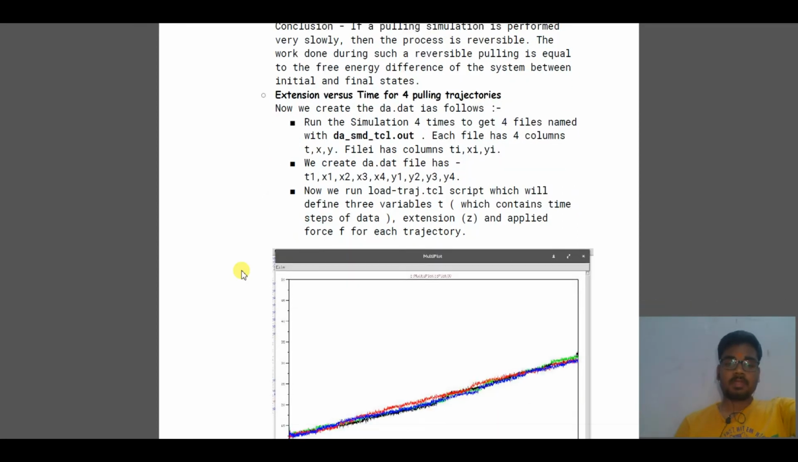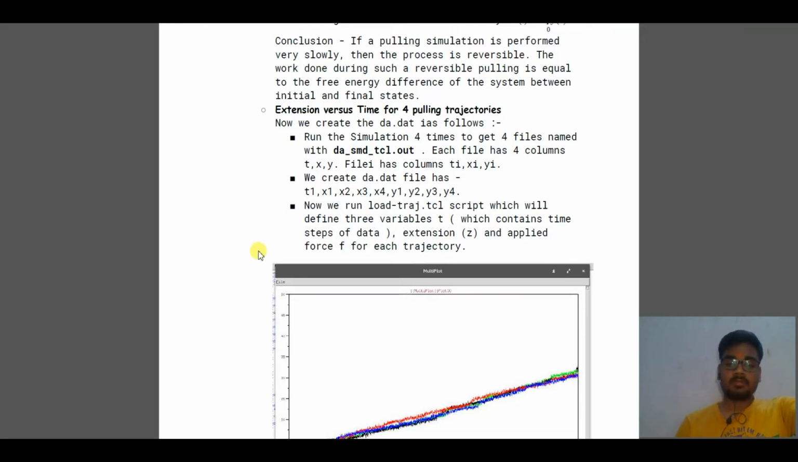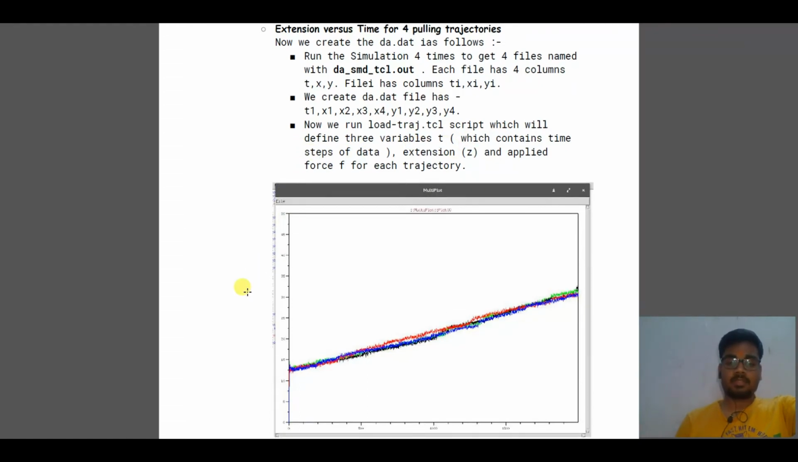So I have done the simulation four times and created a da.dat file. Each smd.tcl.out has 3 columns: t, x, y, and so I have created the da.dat file as follows: t and x coordinates for all the files first, followed by y coordinates of all the files. So now I run the load trajectory.tcl script, which will define 3 variables: t, which contains timestamps of data, extension, which is z, and applied force f for each trajectory.